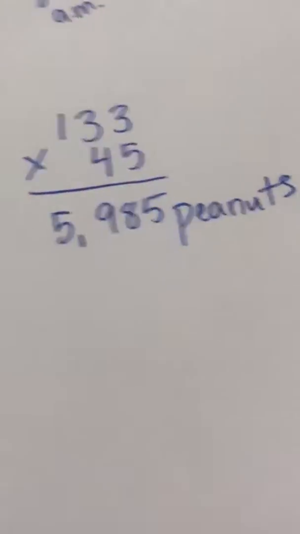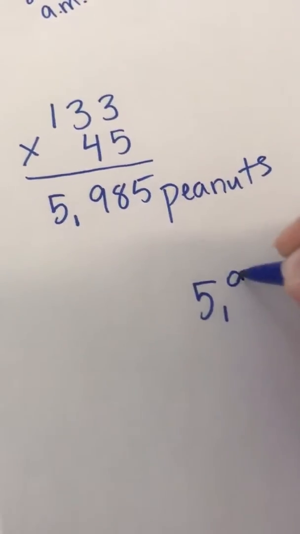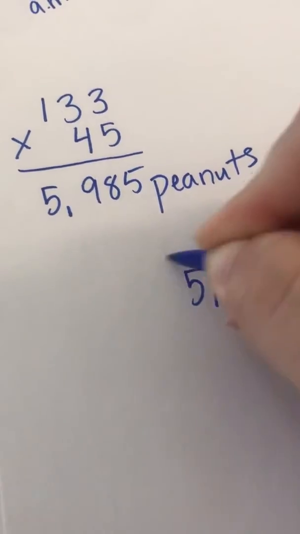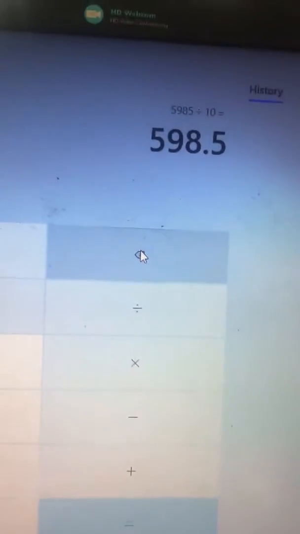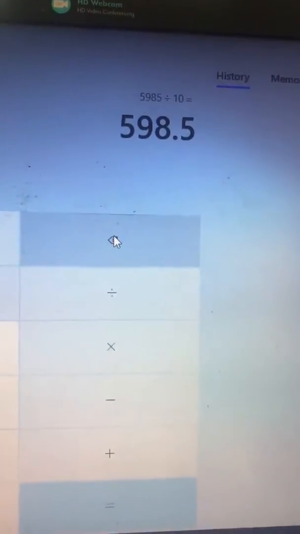When you divide 5,985 by 10, I typed it into my calculator and I got this answer, 598 and a half.